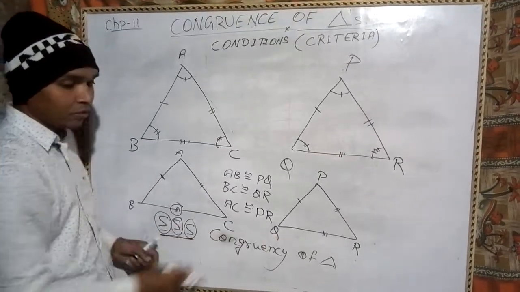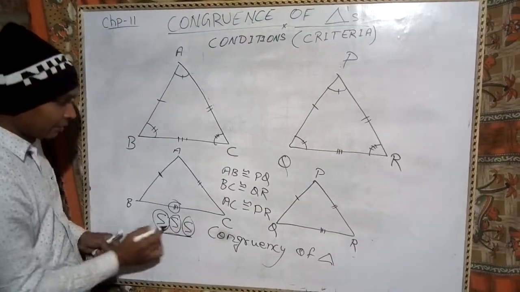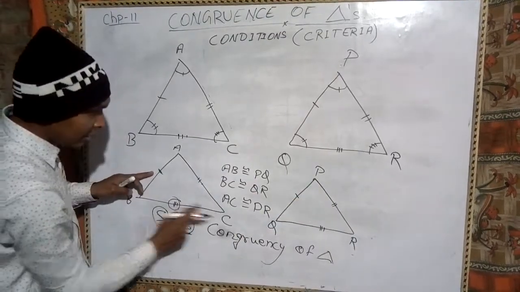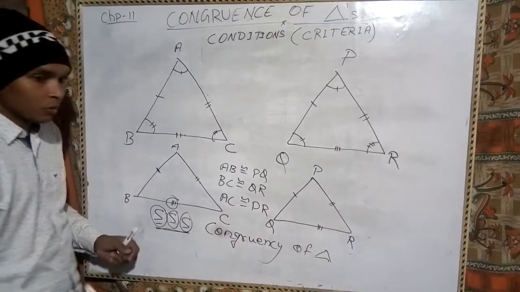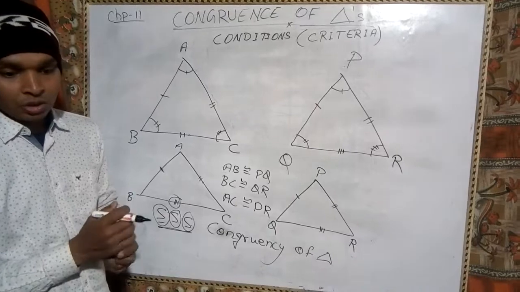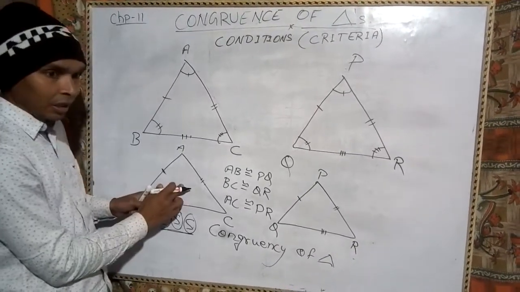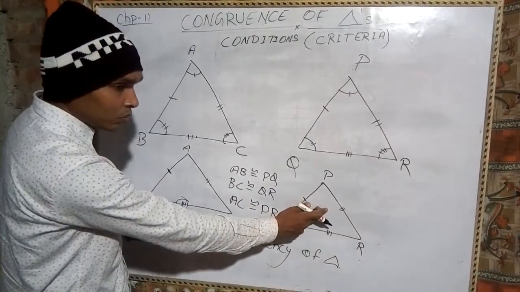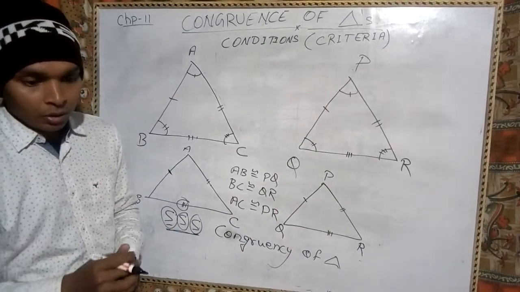SSS congruency of triangles. SSS means side, side, side. These are the conditions of triple S congruency of triangles: all three sides are equal to all the sides of another triangle.